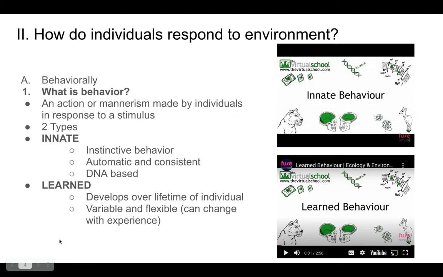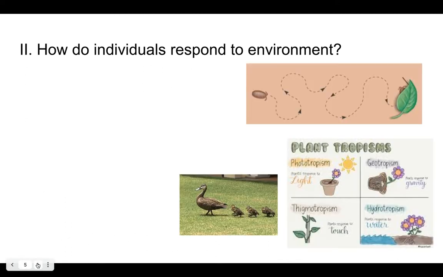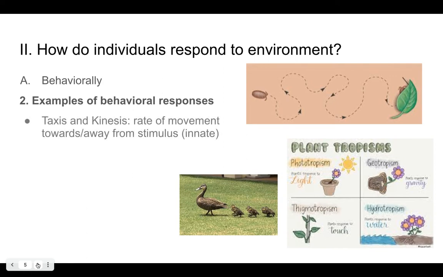Now, moving forward, here are some examples, some from the video, and then a few from things that we've seen before in class. So a great example of a behavioral response, and this is a broad behavioral response, is called taxis and kinesis. We talked about this when we did our isopod lab, our roly-poly lab. Taxis and kinesis is the rate of movement towards or away from a stimulus. And that is innate. Taxis and kinesis are behavioral responses that are innate. They don't have to be trained. They exist from the moment of birth.